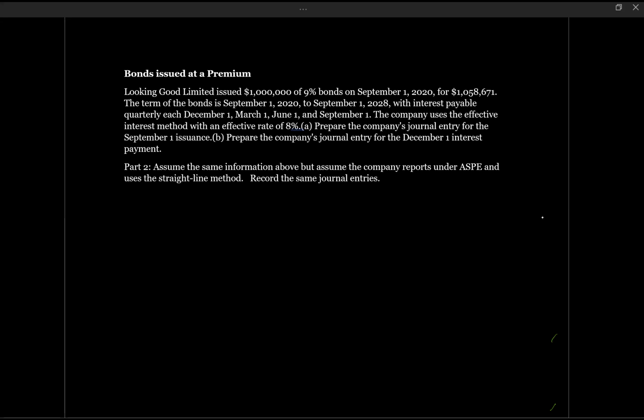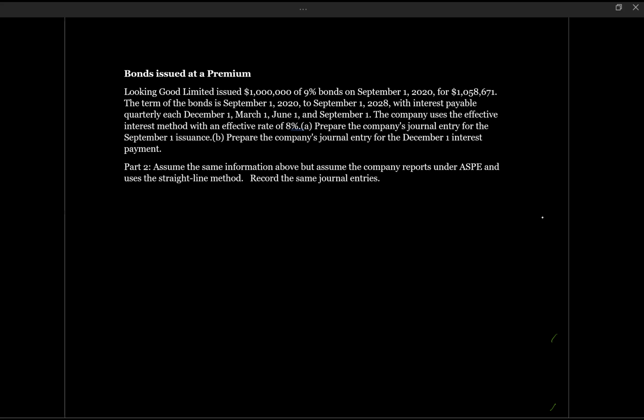The company uses the effective interest method with an effective rate of 8%. Prepare the company's journal entry for the September 1st issuance, and the December 1st interest payment. And we're given a part 2 as well, which we'll deal with in a little bit.